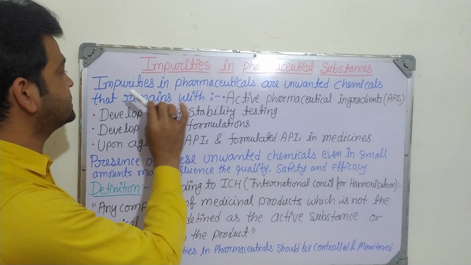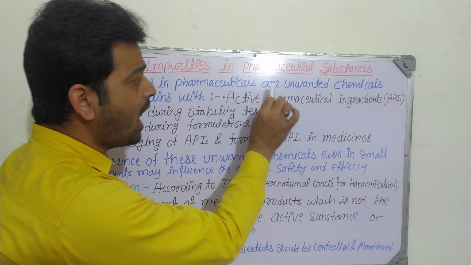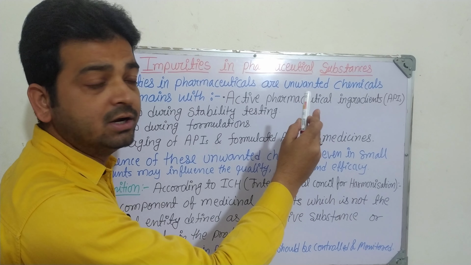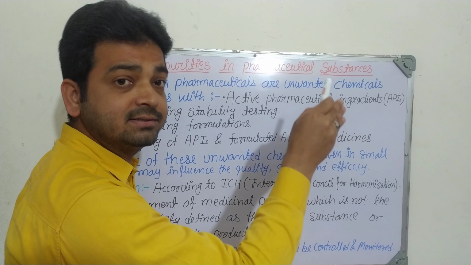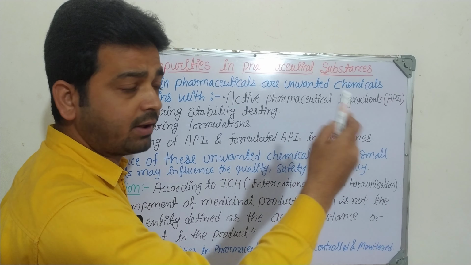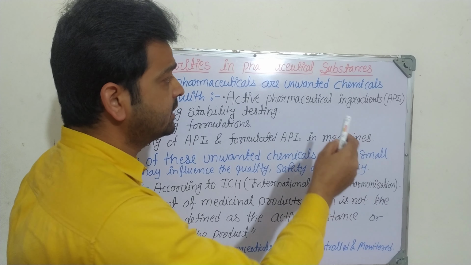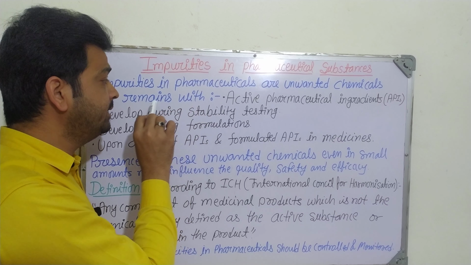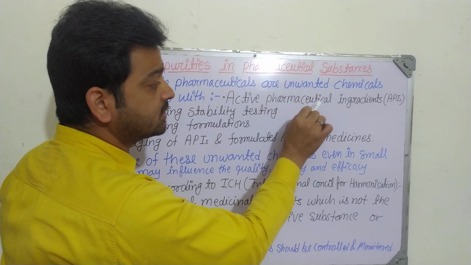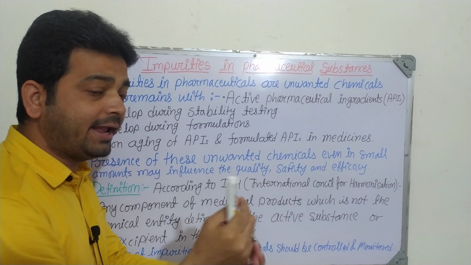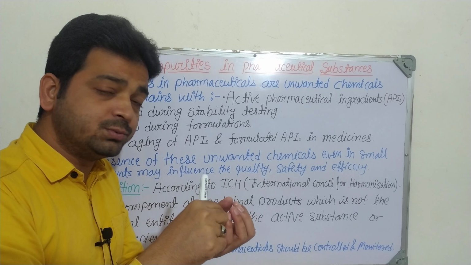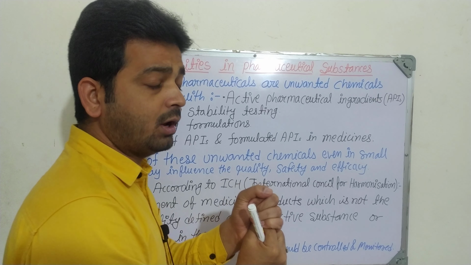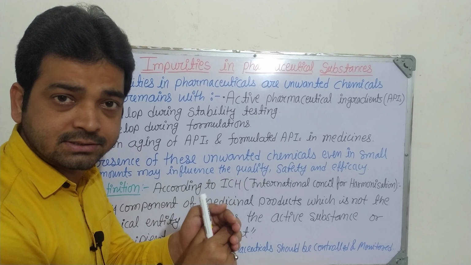Impurities in pharmaceuticals are unwanted chemicals. They are undesired and are supposed to not be there, but they are there because of many reasons, and we are going to discuss the sources of impurities. These are unwanted chemicals that remain with the active pharmaceutical ingredient, the API, whatever active pharmaceutical ingredient we are using to formulate any pharmaceutical product. Along with it, they may remain.